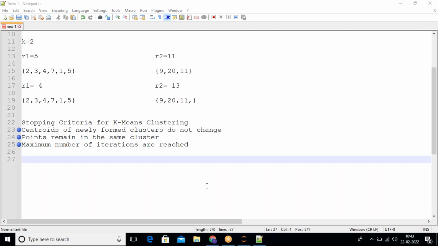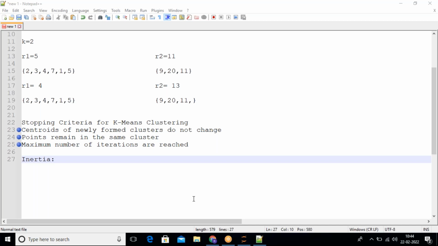Now before diving into the code, I would like to suggest a few terms while evaluating clustering or k-means clustering. You have to keep certain things in mind. The first thing that you have to keep in mind is inertia.